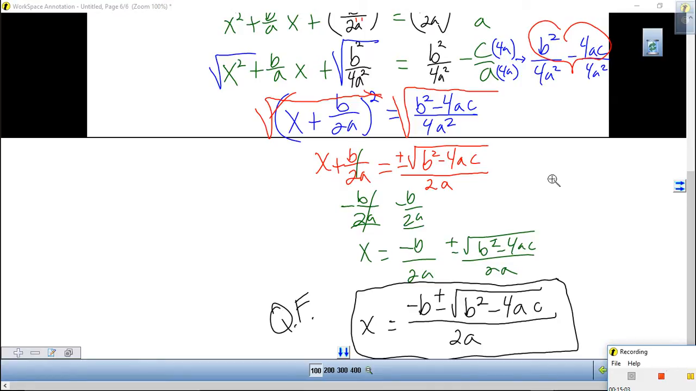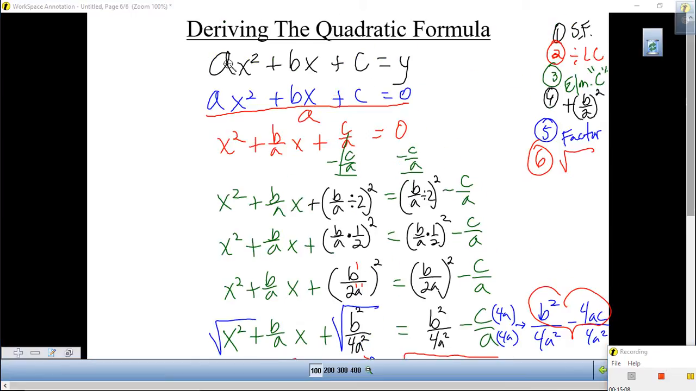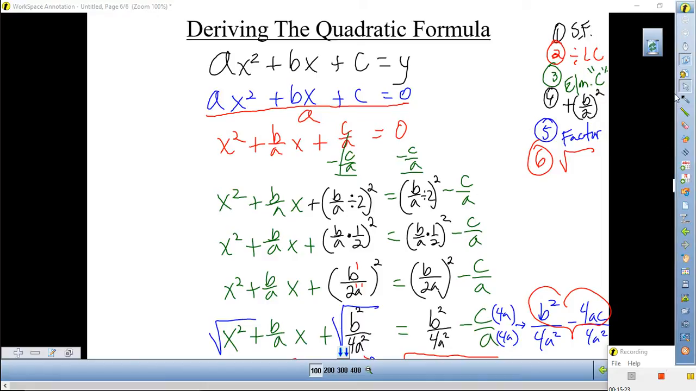Okay, so let me recap. We started off with a standard form quadratic equation, and step 1 for completing the square is standard form. To solve this, we need to make y equal to what? 0. Step 2, divide by the leading coefficient. The leading coefficient was a. There it is. From there, we eliminated the constant. Yes, we did. We added b over 2 squared to complete the square. Yes, there it is. And we simplified as much as we could.